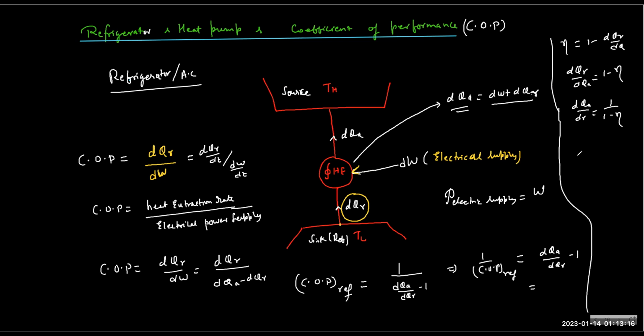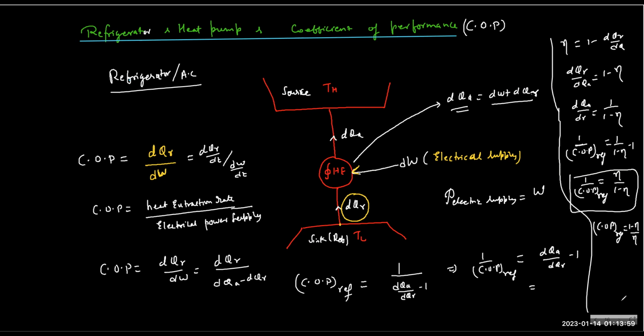So eventually, the COP of a refrigerator is how much? 1 upon (1 upon 1 minus eta) minus 1, right? Yes. It is eta upon 1 minus eta. No need to mug up this formula, it can be derived in the examination. So is this clear? If you know the efficiency, you can find the coefficient of performance of the refrigerator directly, right? This is a better way of writing.